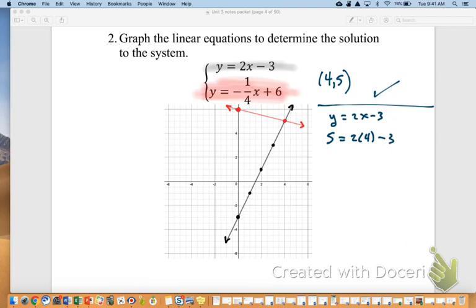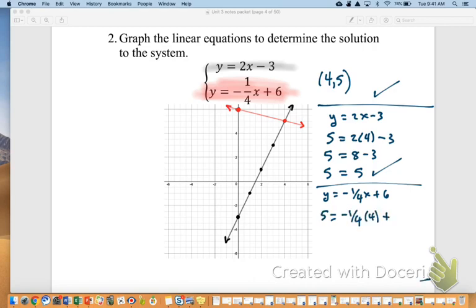2 times 4 is 8. And 8 minus 3, oh my goodness. It worked out in the first one, didn't it? But it must check in both for it truly to be the solution. Sophia, let me finish this real quick, then I'll get your question. So the other one is y equals negative 1/4 x plus 6. So again, I'd plug the 5 in for y and 4 in for x. So it'd be 5 equals negative 1/4 times 4 plus 6. What's negative 1/4 times 4? Negative 1, right? So 5 equals negative 1 plus 6. And negative 1 plus 6, that's 5. 5 equals 5. It checked in both.